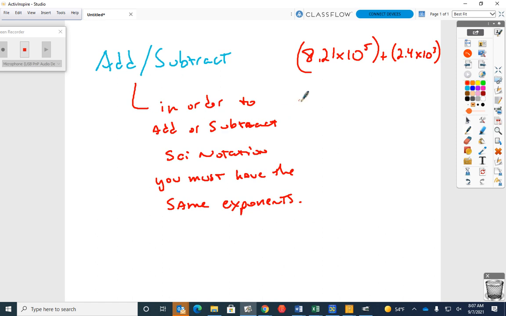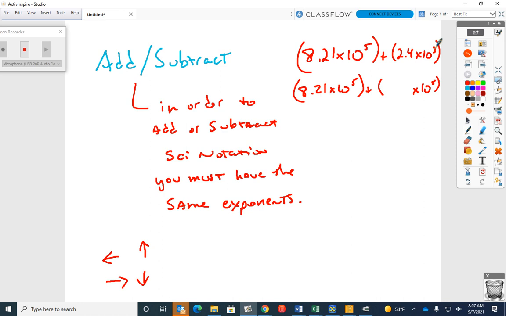Okay. So I'm going to take 8.21 times 10 to the 5th. That one's going to stay the same. But this, if I move this up to 10 to the 5th, okay, go back to my rules. If my exponent goes up, where's my decimal going? Left. If my exponent goes down, where's my decimal going? Right.